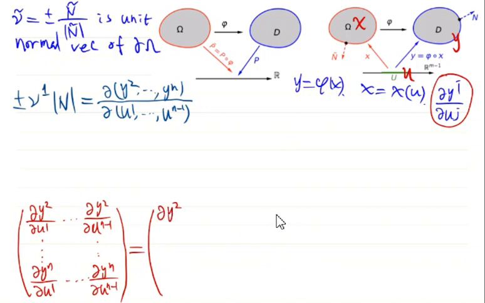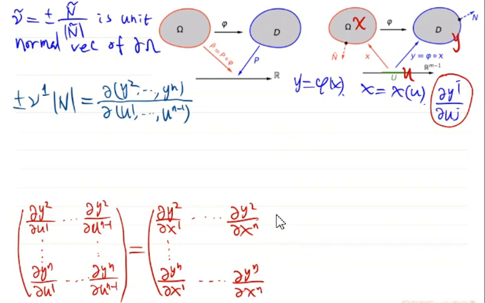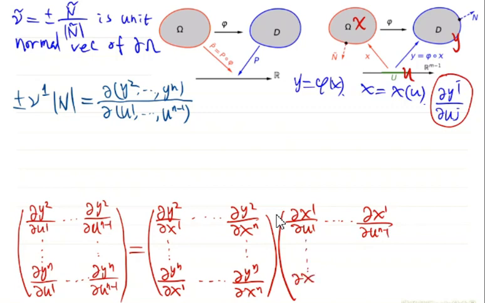y2, x1, y2, xn, yn x1, yn xn. Okay, multiplying the Jacobian matrix of x with respect to u, x1 u1, x1 un minus 1, xn u1, xn un minus 1. Okay, so we have this matrix multiplication.